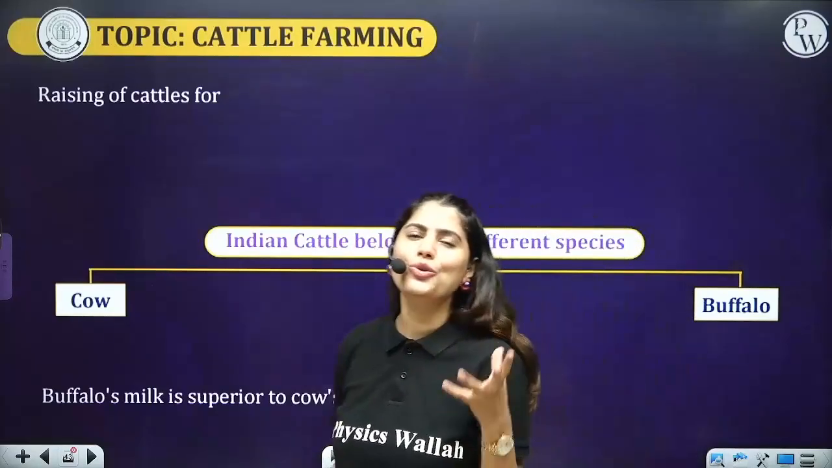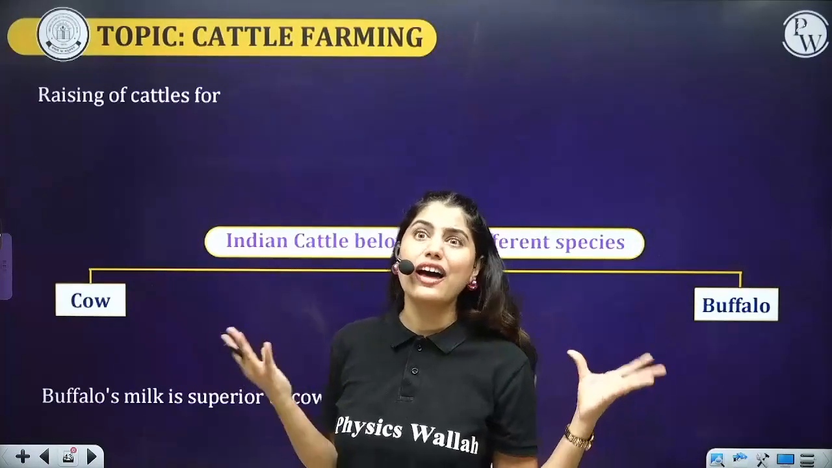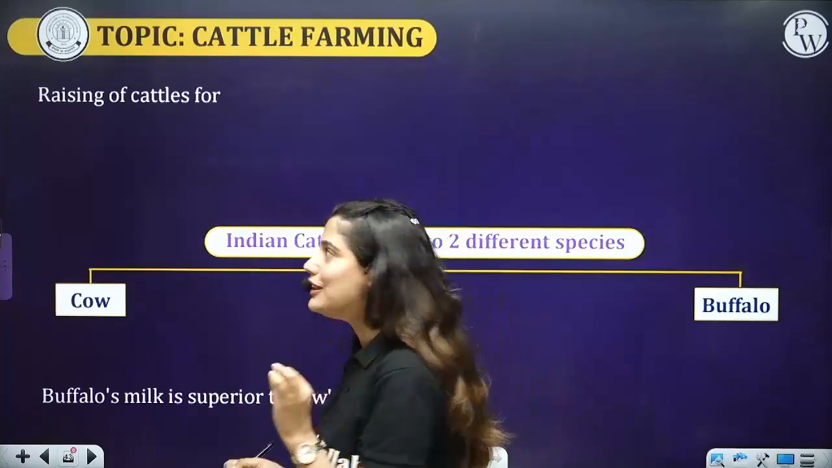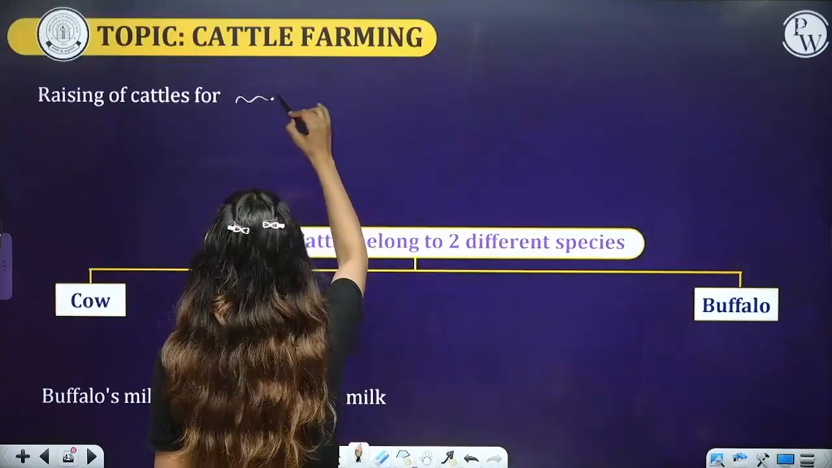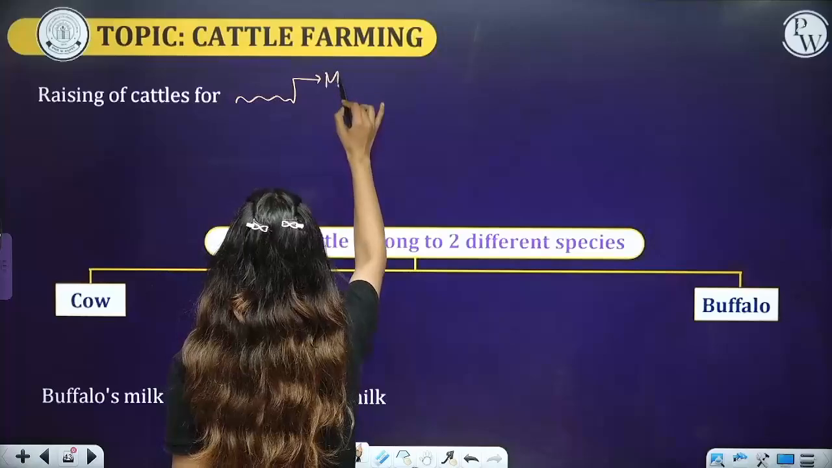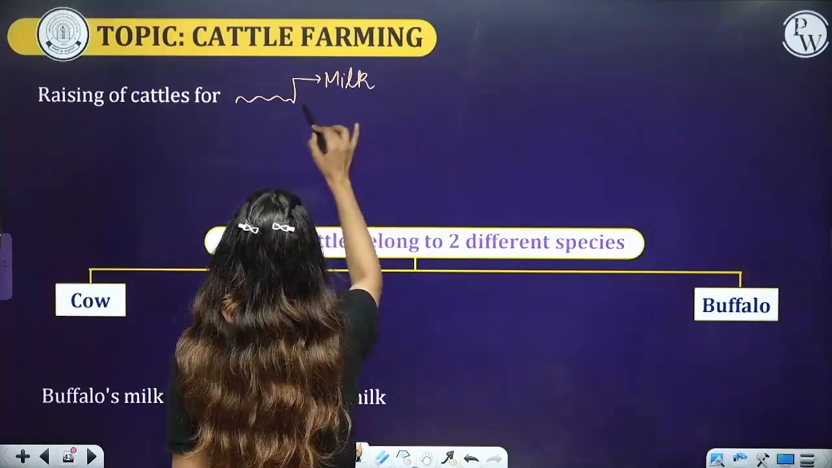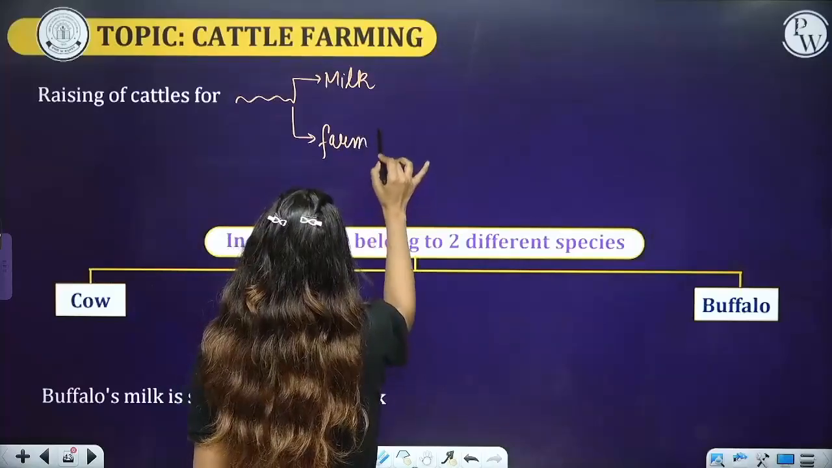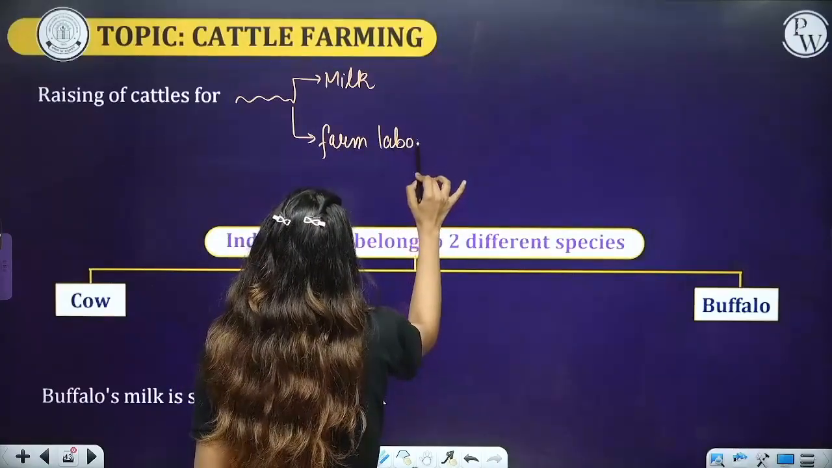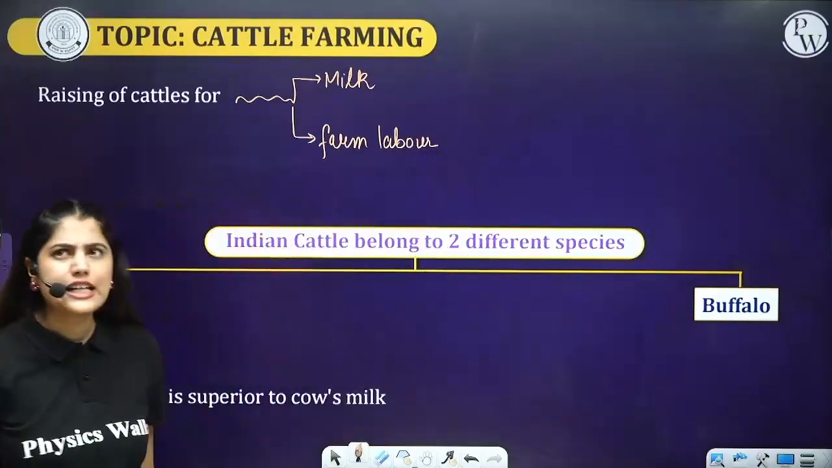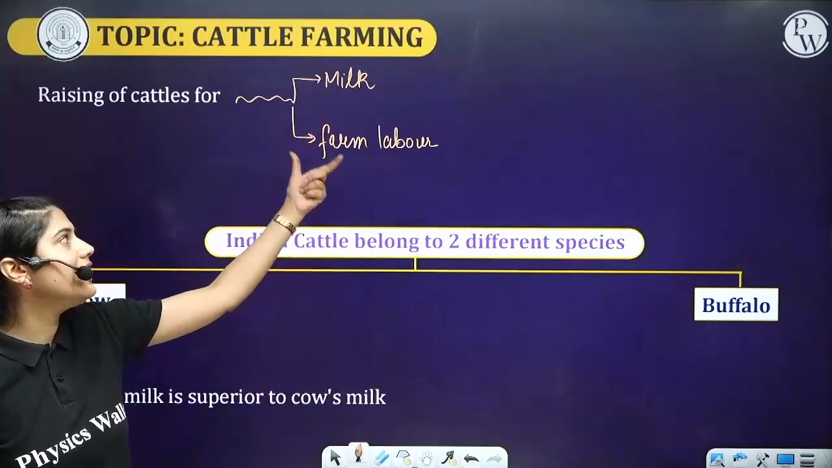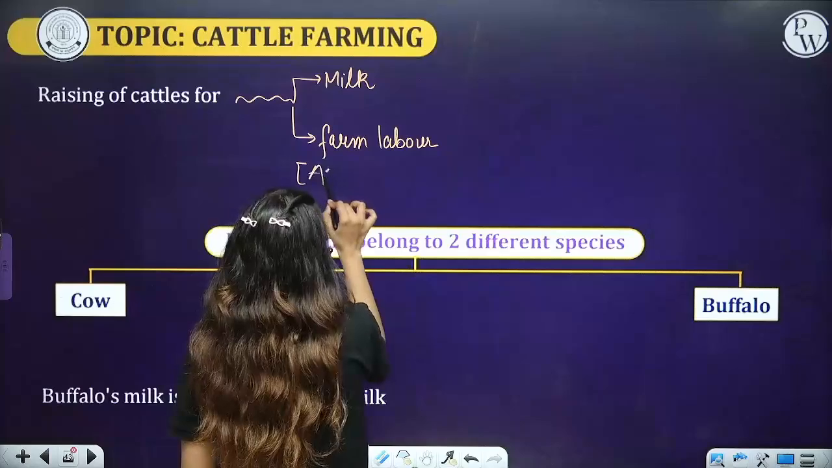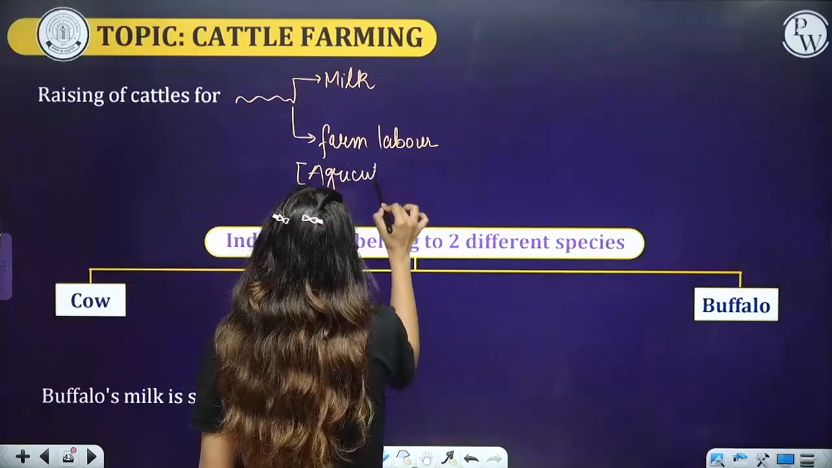Now, why do we raise our cattle? Why are we taking care of them? Remember, humans are selfish. They are doing it for themselves, for the purpose of milk and for farm labor. With the help of them, they plow the soil and use them for irrigation purposes. So milk and farm labor, the agricultural work, are the two purposes for them.